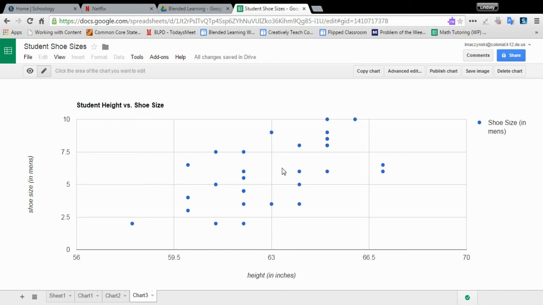You might want to talk about relationships that you see. So it looks to me in general like the taller you get, the bigger your foot is going to get. And if you think logically, that does make sense.